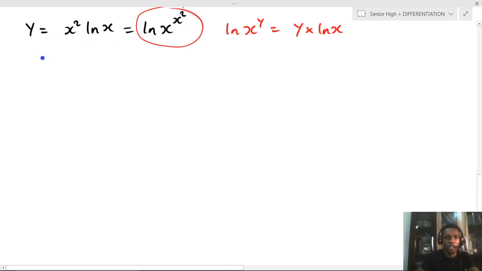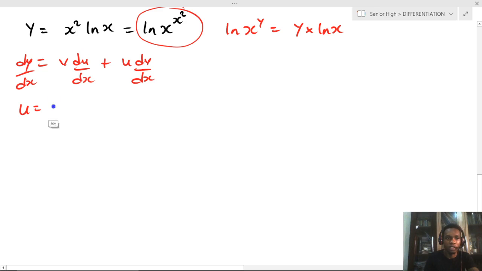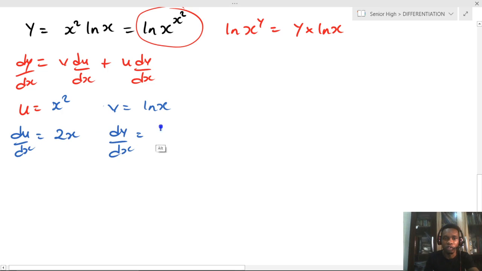So now, solving this particular question, what do we do? Remember our product rule, our dy dx for the product rule tells us that v du dx plus u dv dx, right? So the next thing we have to do is to bring out our v and our u and find the derivative of the v and u. So what's our u? Our u will be equal to x squared. And our v will be equal to ln x. So what's our du dx? Du dx will be equal to 2x. And our dv dx will be equal to 1 over x. Remember, the derivative of ln x is 1 over x.